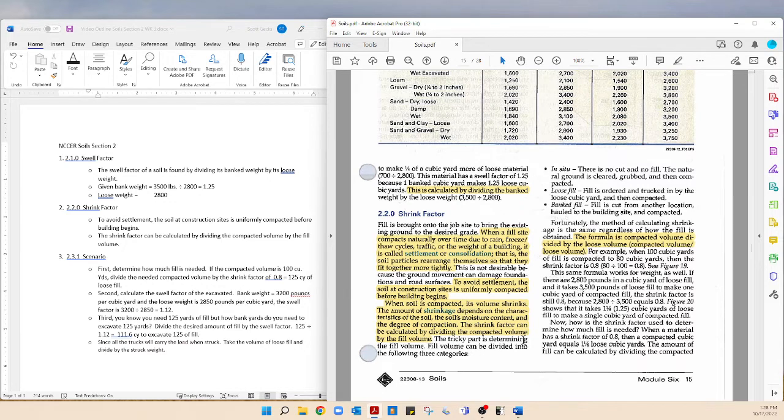And then it says the tricky part is to determine the fill volume. Fill volume can be divided into the following categories. Then it goes around and says, fortunately, the method for calculating shrink is the same regardless of how the fill is obtained. The formula is compacted volume divided by loose volume. I have it over here. The shrink factor can be calculated by dividing the compacted volume by the fill volume.